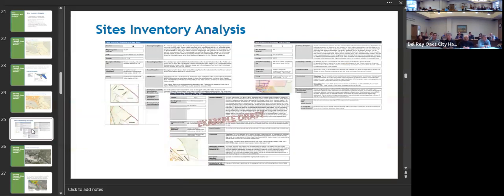And basically, HCD said you have no history of having ADUs in the city. You can't just say 100 ADUs in the next 10 years for the next cycle; you have to prove that you were able to do that in the past. So that doesn't work. So we went back to the sites inventory for the sixth cycle, and we are stretching, looking at other areas.